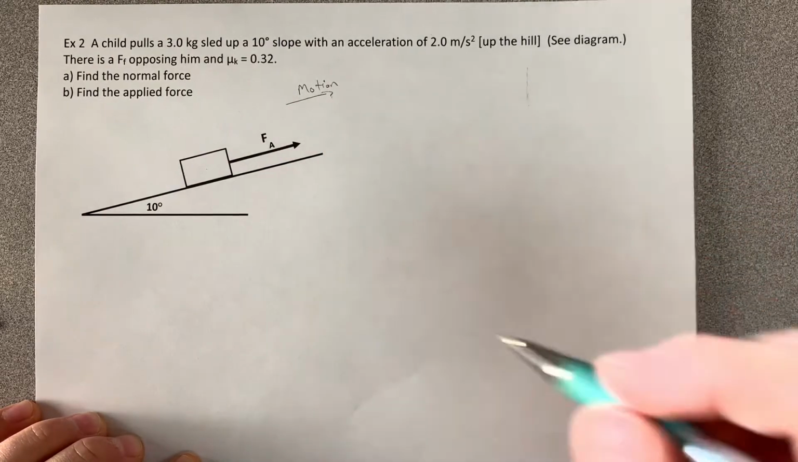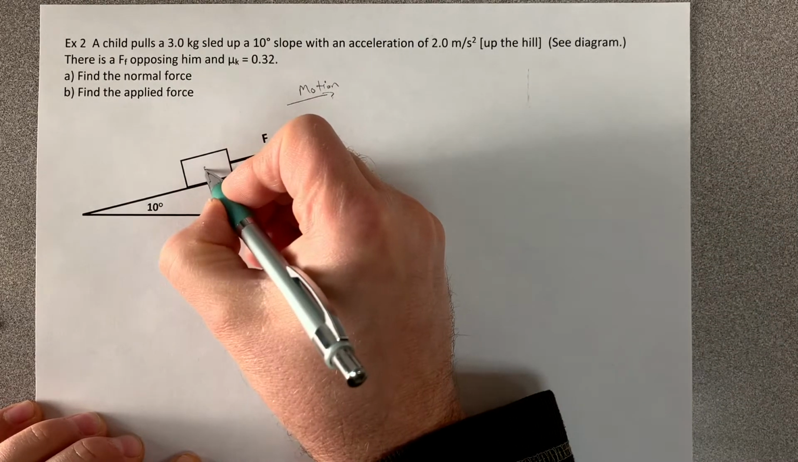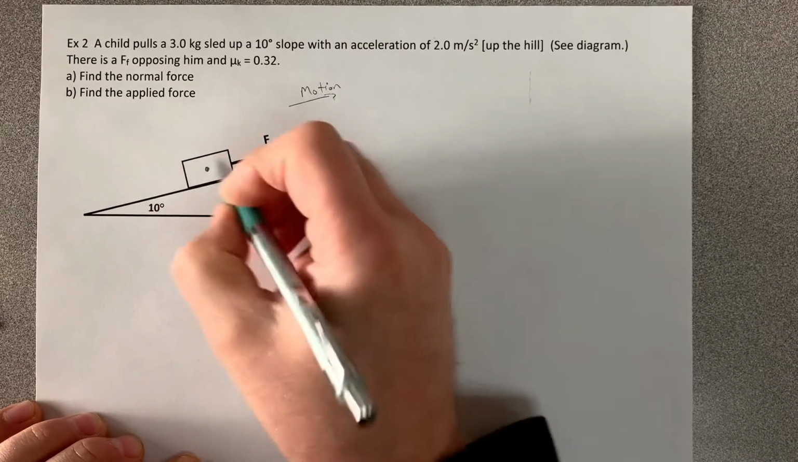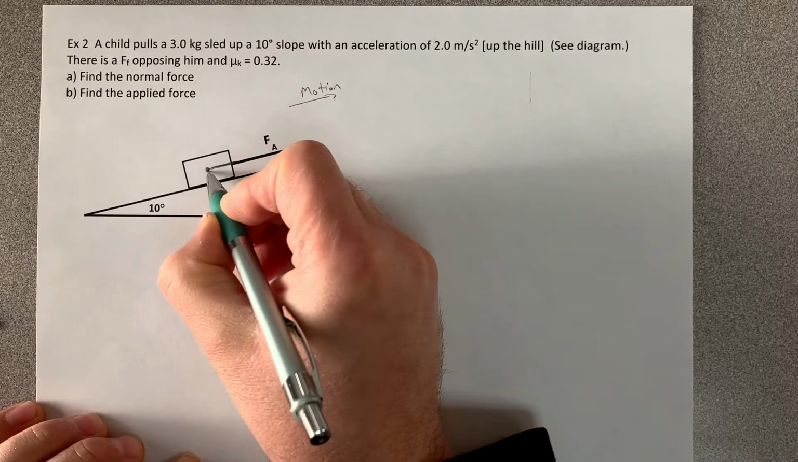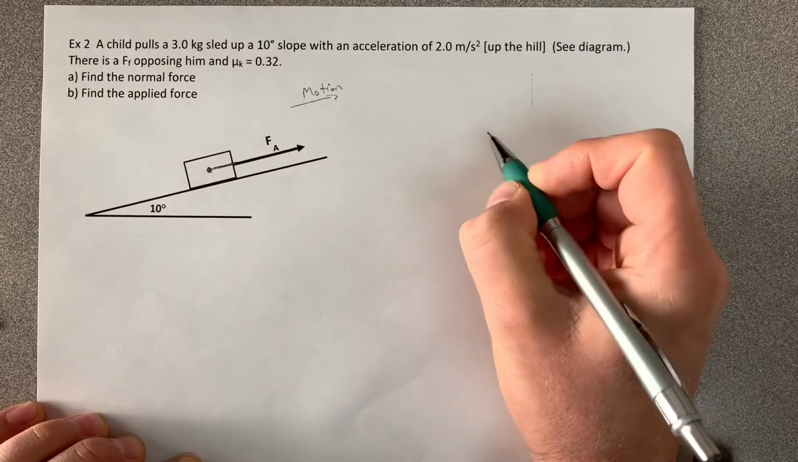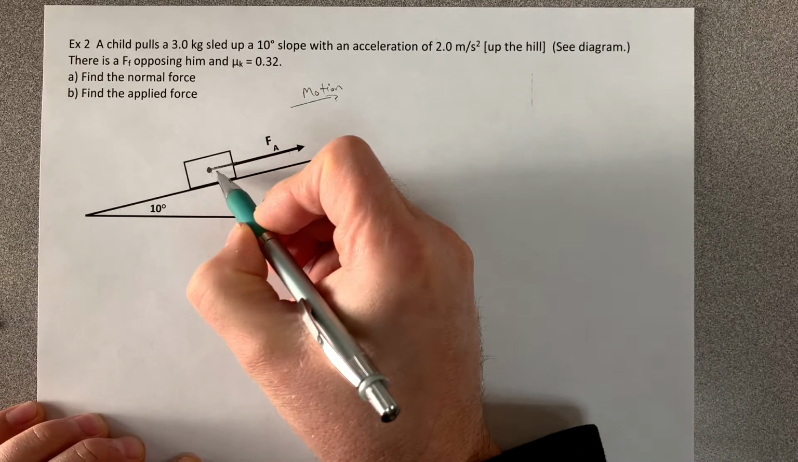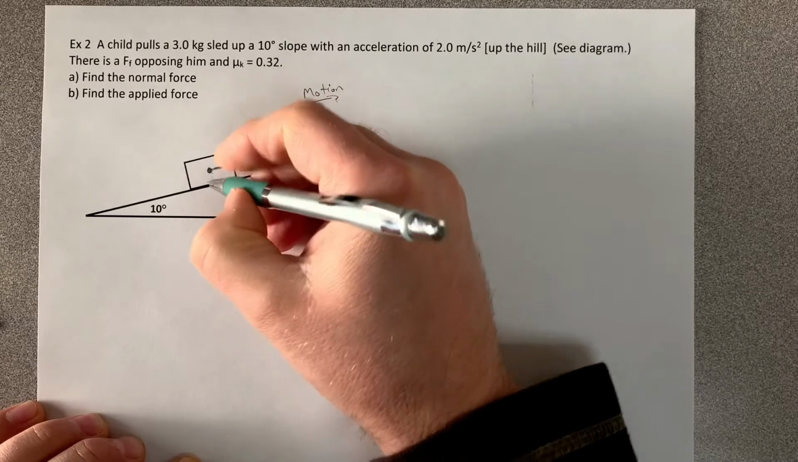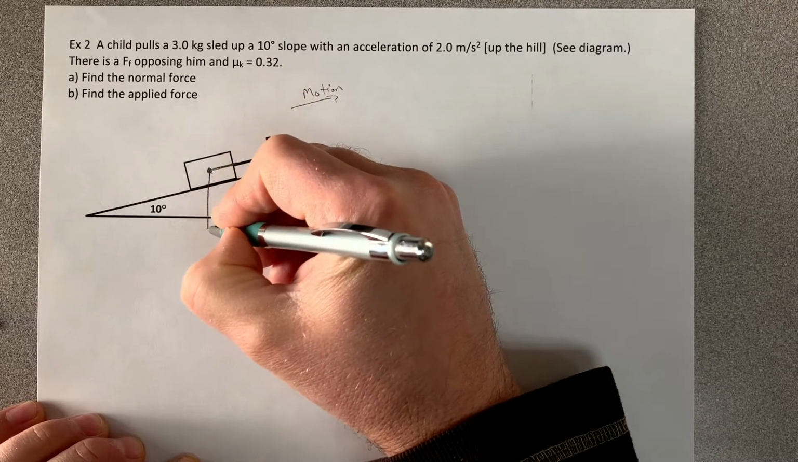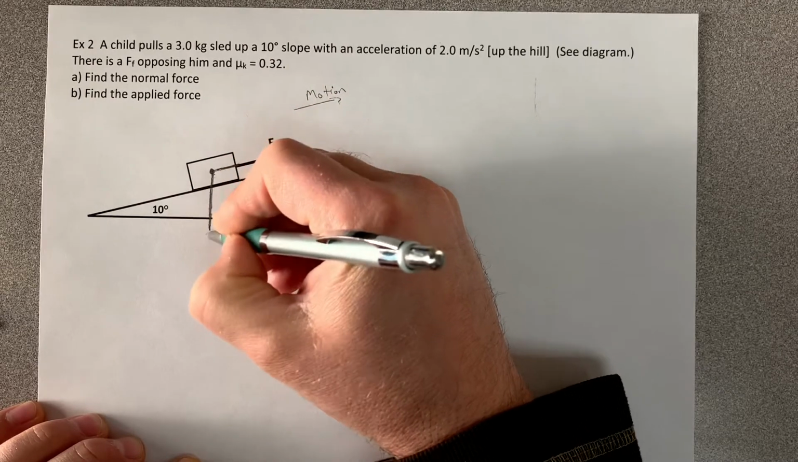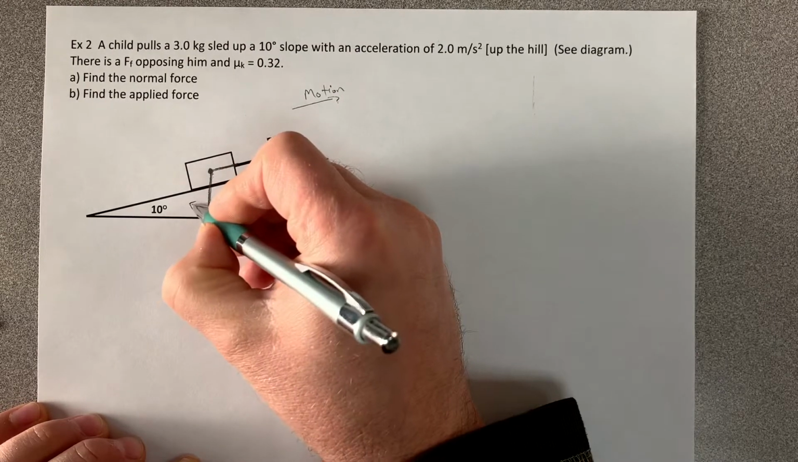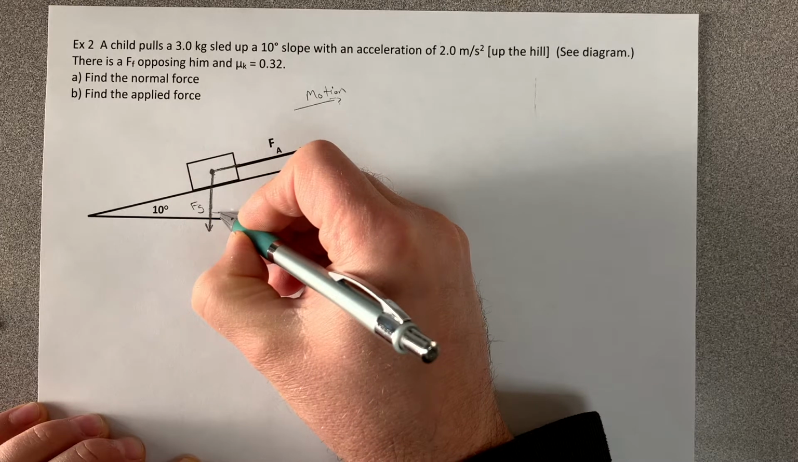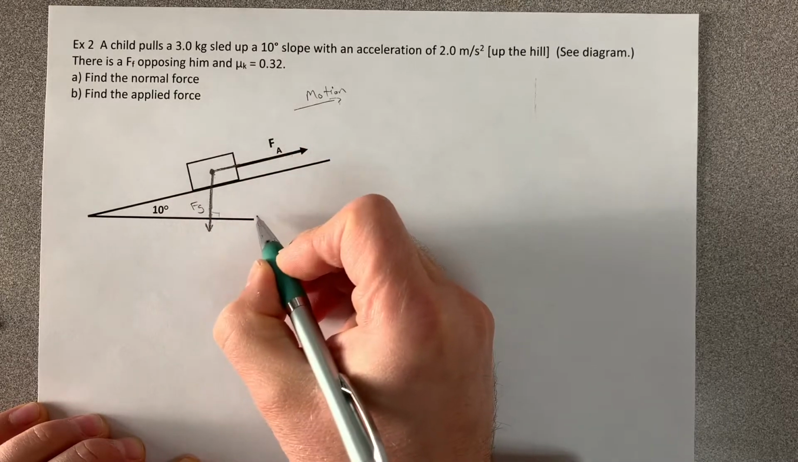So to help us out with this, we're going to draw a free body diagram. Almost always, it's good to have a diagram, and a free body diagram as well. On a free body diagram, the force should come from a dot in the center of the object. So here's my dot, here's my applied force. Gravity, remember, is straight down.